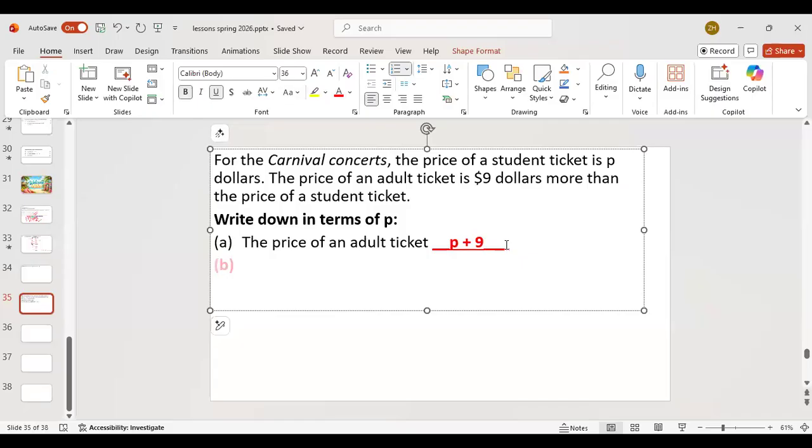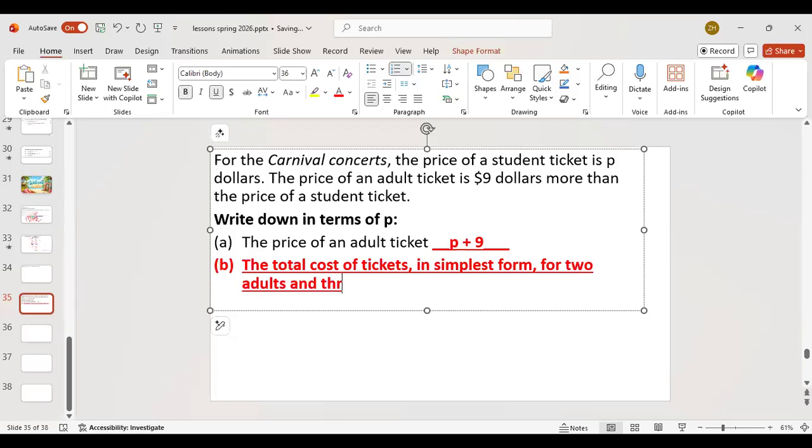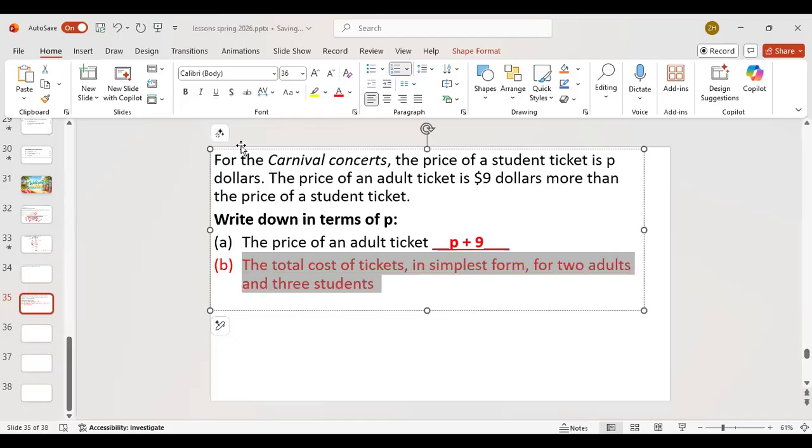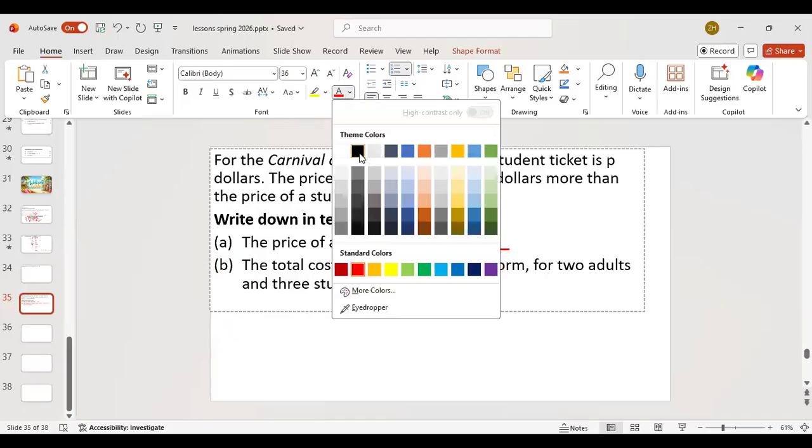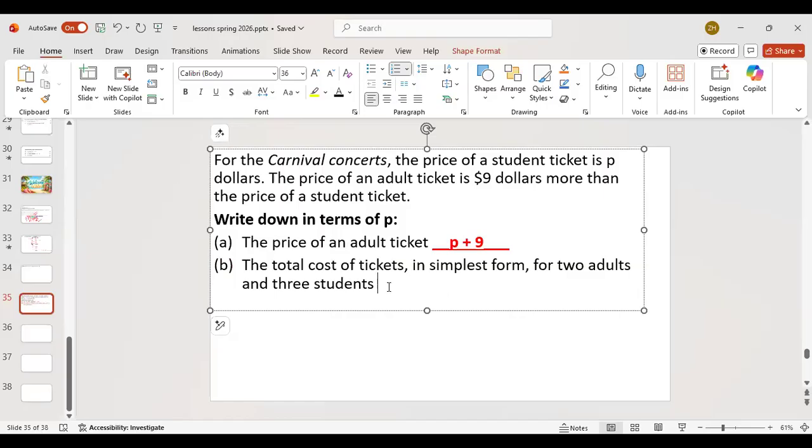Next, we want to know what is the total cost of tickets in simplest form for 2 adults and 3 students. So this is where things get interesting. Oh boy.